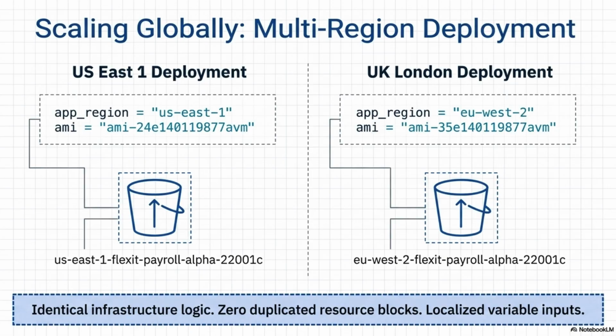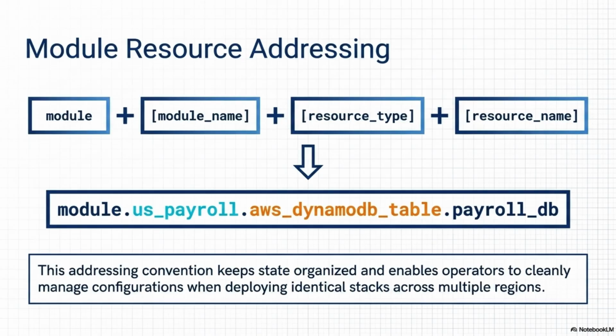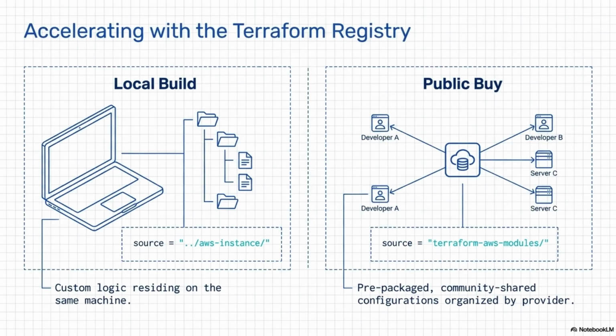The format is predictable. It starts with the keyword module, followed by the module name, the resource type, and the resource name, all separated. So the DynamoDB table inside the US Payroll module is addressed as module.us_payroll.aws_dynamodb_table.payroll_db. This matters when you're running targeted plans, debugging state files, or managing multiple regional deployments. Terraform always knows exactly which resource belongs to which module instance. Clean state. Clean management.